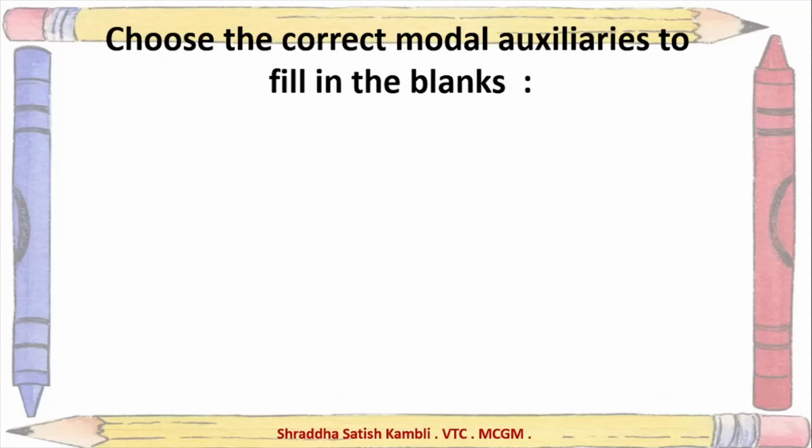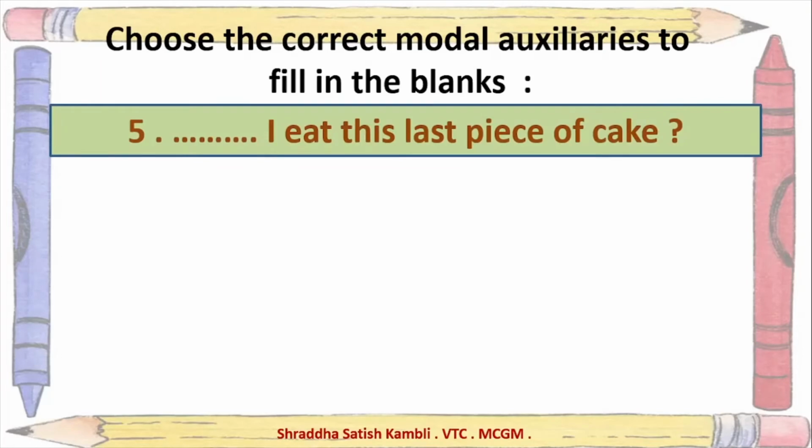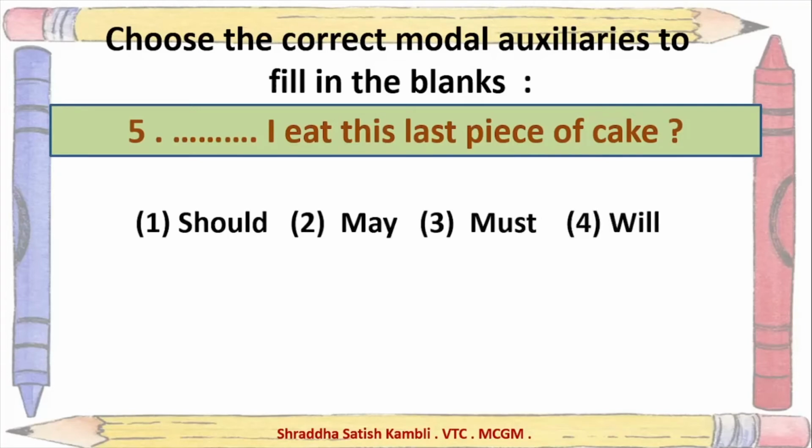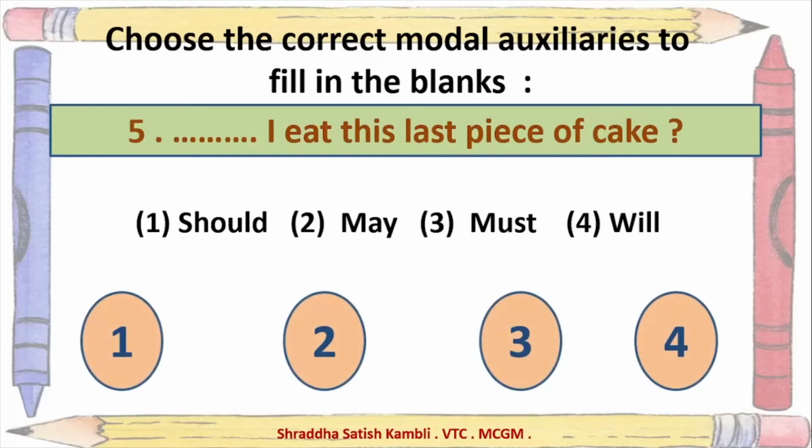Coming to the last question in this pattern, dash I eat this last piece of cake? So, should I eat this last piece of cake? May I eat this last piece of cake? Must I eat this last piece of cake, or will I eat this last piece of cake? So it is the second one, may I eat this last piece of cake? And it is what? It is permission. You're seeking permission to ask whether you can eat the last piece of cake.